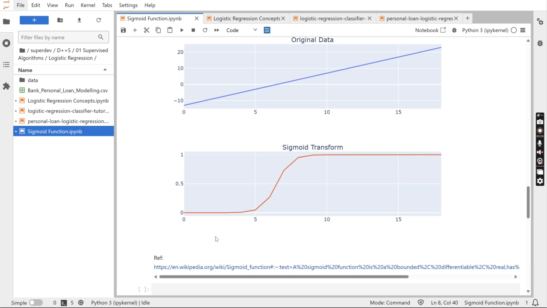The bank wants to be very sure that only people who can repay will get the loan. Then you will increase this threshold. To decrease the number of people getting the loan, you have to increase the threshold. If I make the threshold 0.8, only 20% of the people will get the loan.